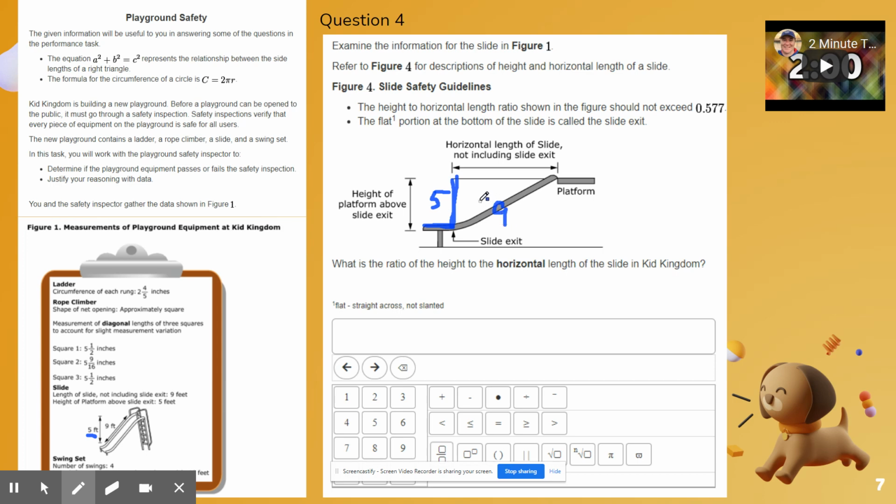Okay. And it says, what's the ratio? So I've got to figure out what this is. This is the Pythagorean theorem. So what you're going to do is 9 squared minus 5 squared is going to equal, we'll call it b squared. And you're just going to pull up your calculator and do it on the calculator.